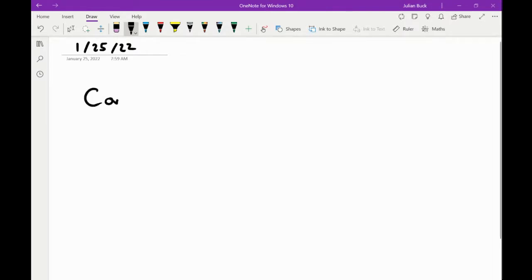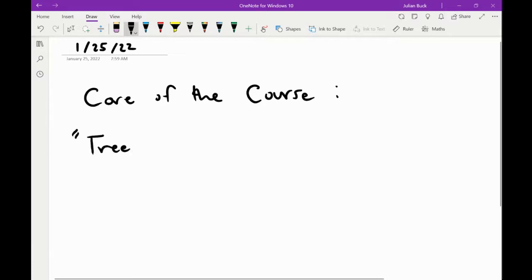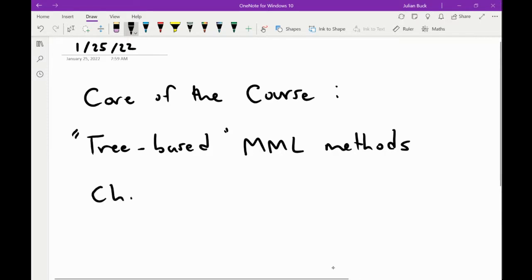And this is, in some sense, the core of the course, at least one of the two main core areas, which are what we call tree-based mathematical machine learning methods. And when I say it's the core of the course, it's because the next 4 chapters, chapters 9 through 12, all deal with these ideas in some form or another. So it occupies quite a bit of time in the course. The other really core topic is chapter 13, which we'll talk about much later and is much different.